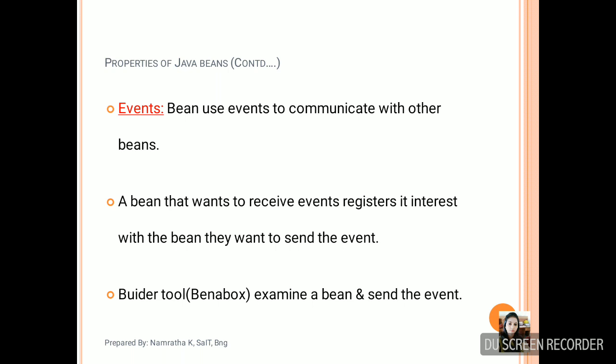A bean that wants to receive events registers its interest with the bean that they want to send the event. First, whatever the event it is going to do, it should send an interest for that event. Then it will give a reply to send the event. A builder will give the reply to the sender to send the event. So what we saw: first introspection, then properties, then customization, then events.